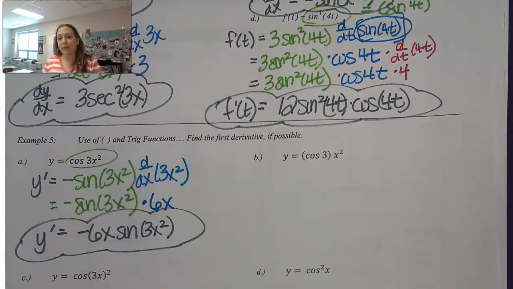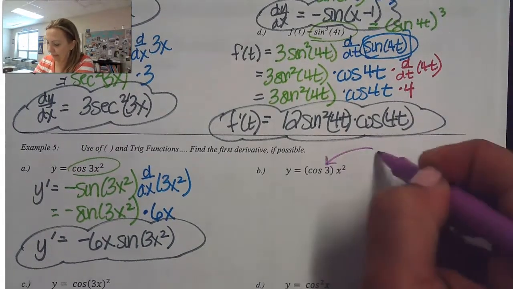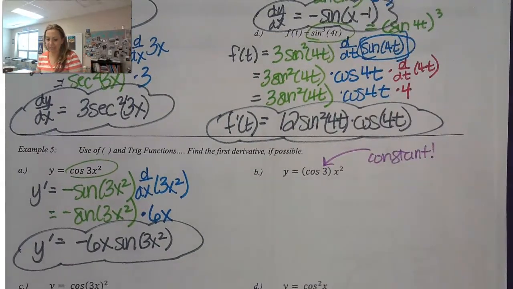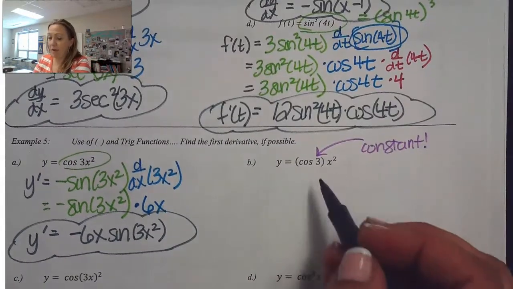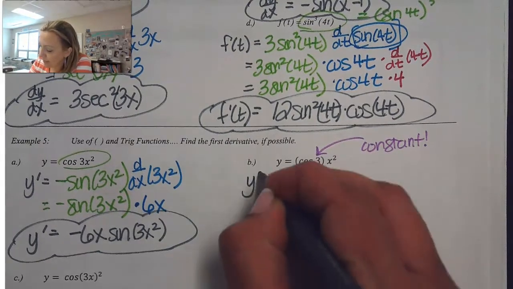In letter B, we have the cosine of 3 times x squared. Well, you guys, this is a constant, isn't it? That's just a constant multiplier. That's not a function itself. If it was the cosine of x, that would be one thing. But this is the cosine of a number. That's just a constant. So that means that's going to be a constant multiplier.